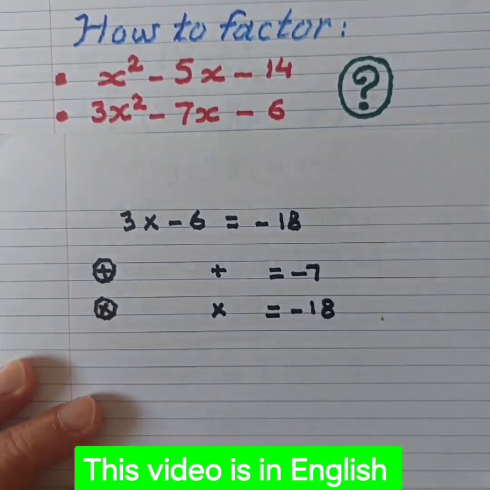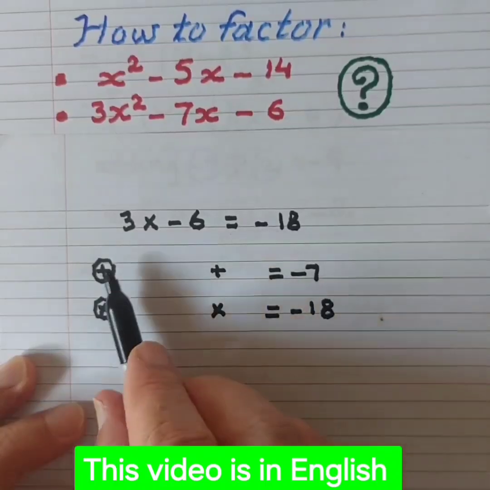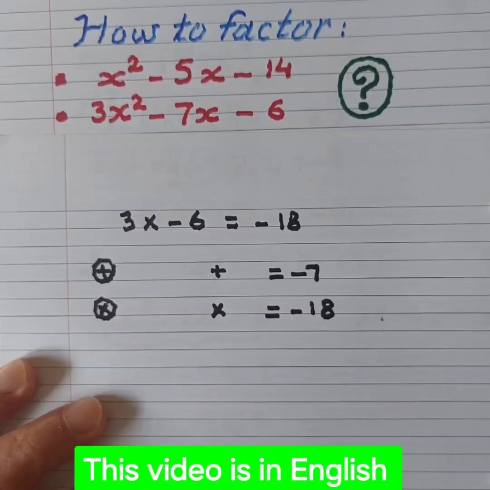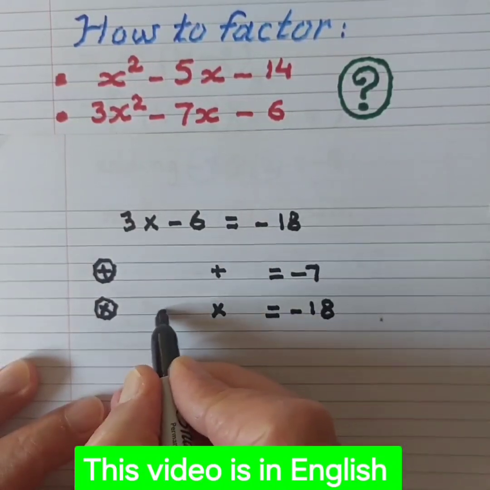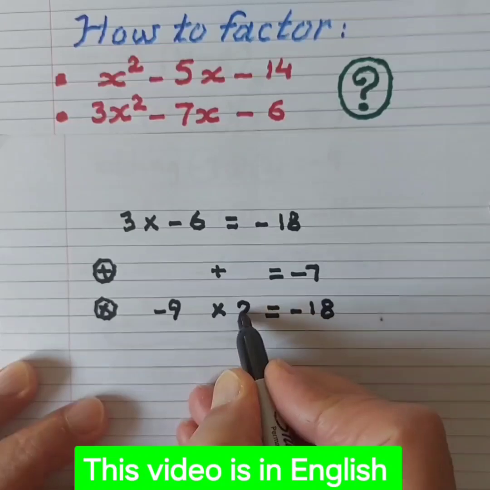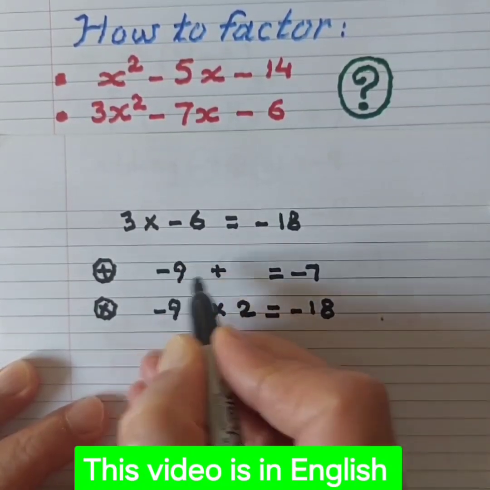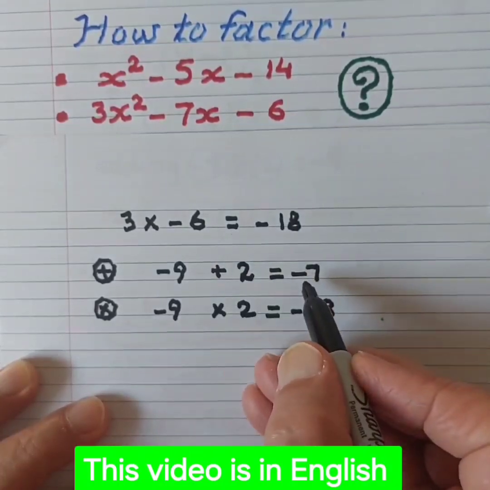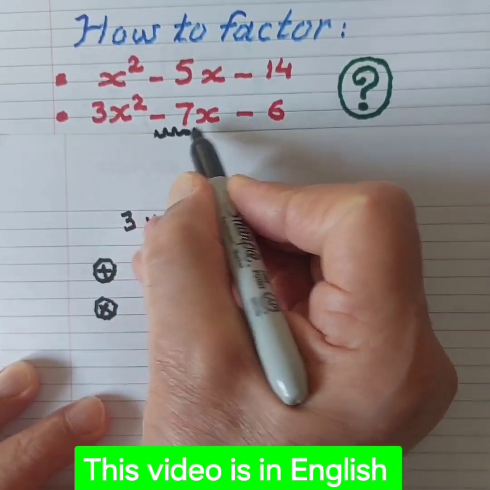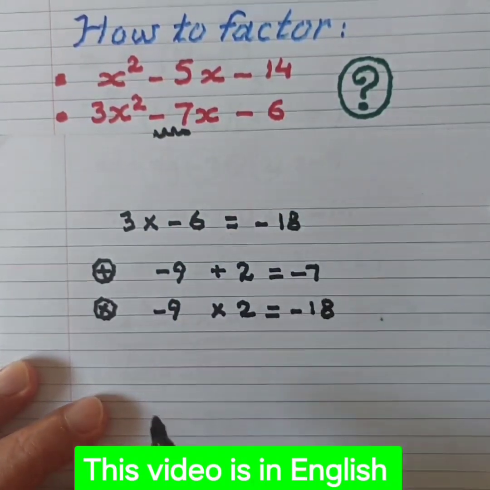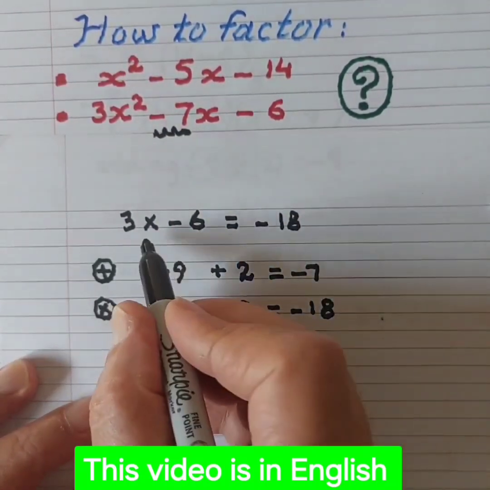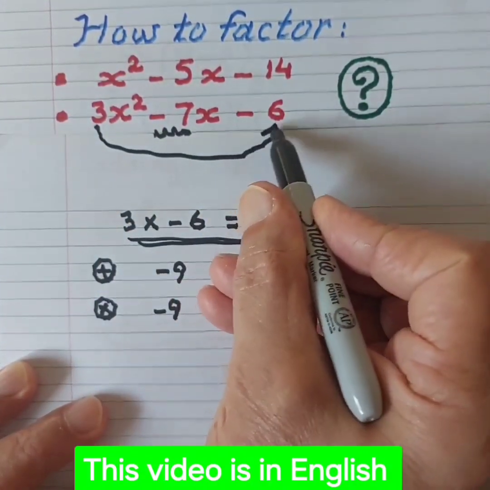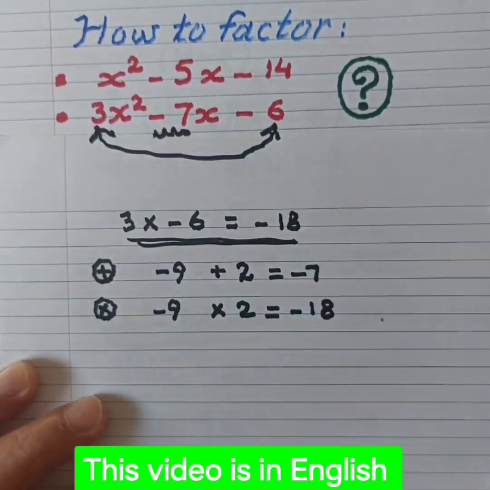Think this way. What are the two numbers that, when we add them together, we get minus 7, and when we multiply them together, we get minus 18? They are minus 9 and 2. In case of adding, minus 9 plus 2 will give me minus 7, which is the coefficient of the middle term. When multiplying, we get minus 18, which is the result of multiplying this number by this number. You see?